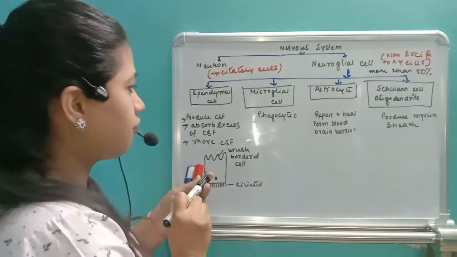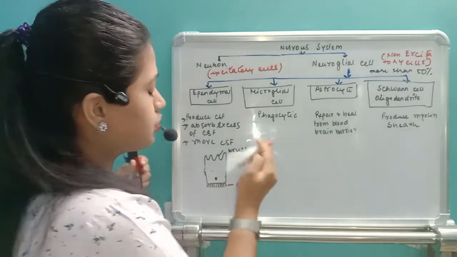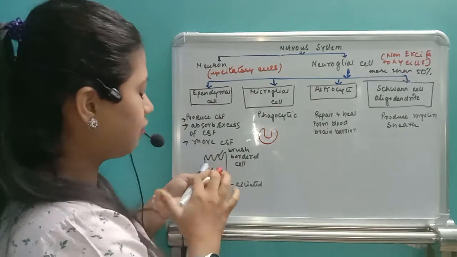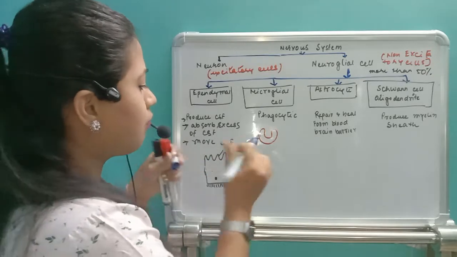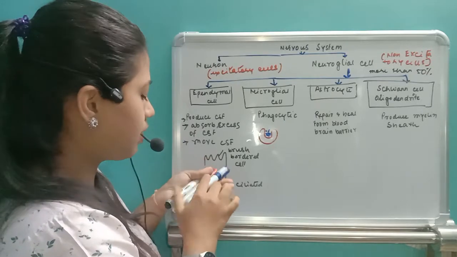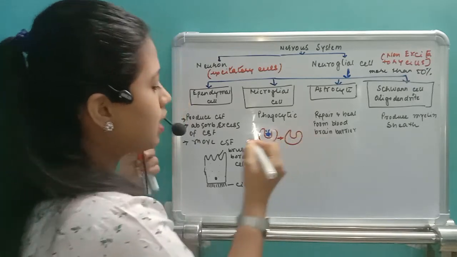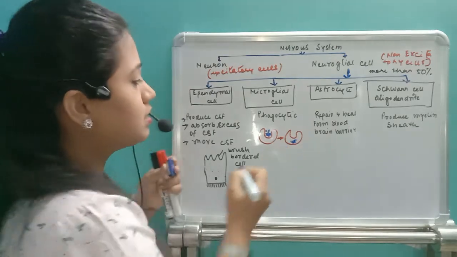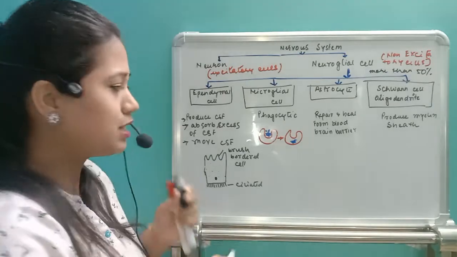Next thing is the microglial cell. This is important. It is the phagocytic cell. Suppose this is the microglial cell. It will absorb or destroy any type of foreign particle. If a foreign particle is present, it will first engulf it, then absorb it, and after that destroy the foreign particle too. So this is the microglial cell. The main function of this microglial cell is phagocytic.